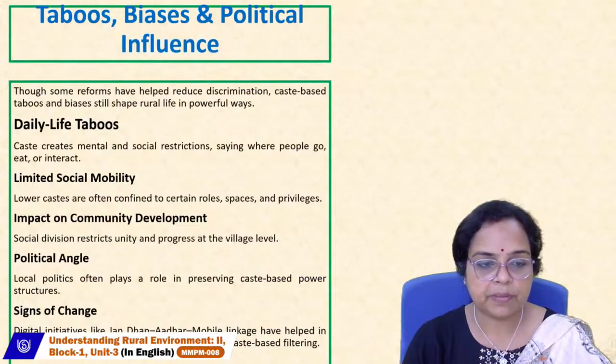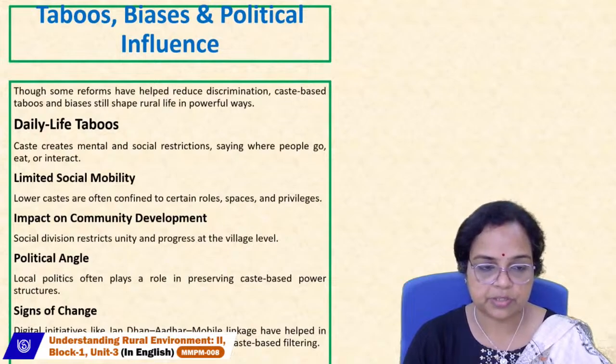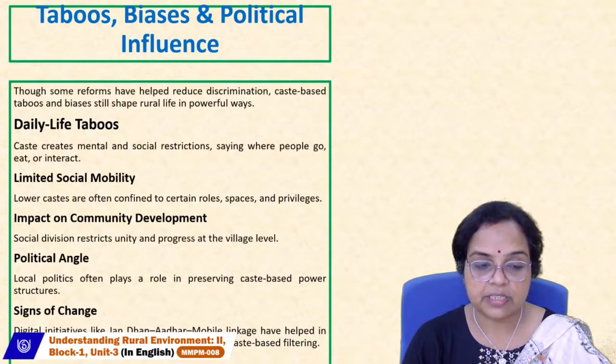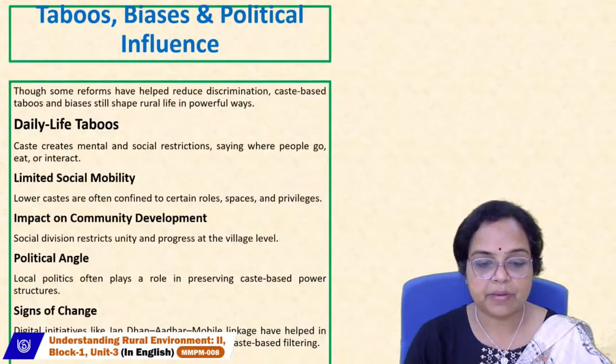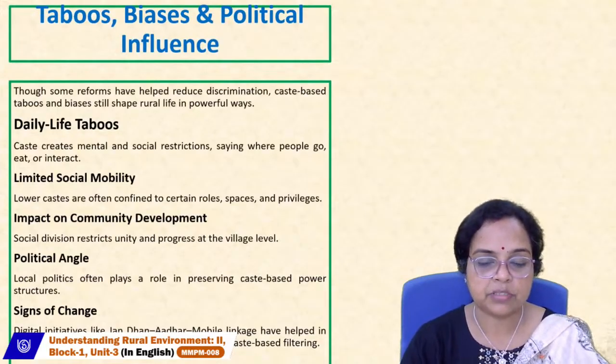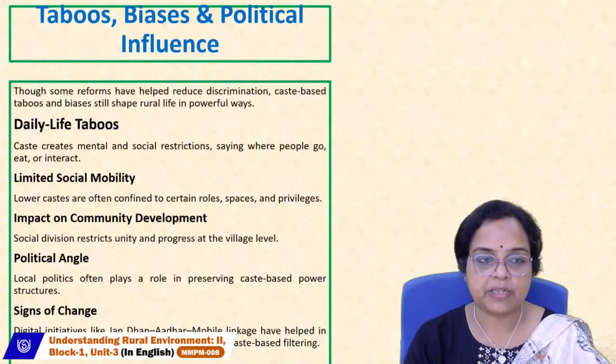Impact on community development: social division restricts unity and progress at the village level. Political angle: local parties often play a role in preserving caste-based power structures. Signs of change are visible. Digital initiatives like Jan Dhan Aadhaar mobile linkage have helped in direct benefit transfers, reducing the middleman and caste-based filtering. The benefit of this initiative is now visible through the change makers.